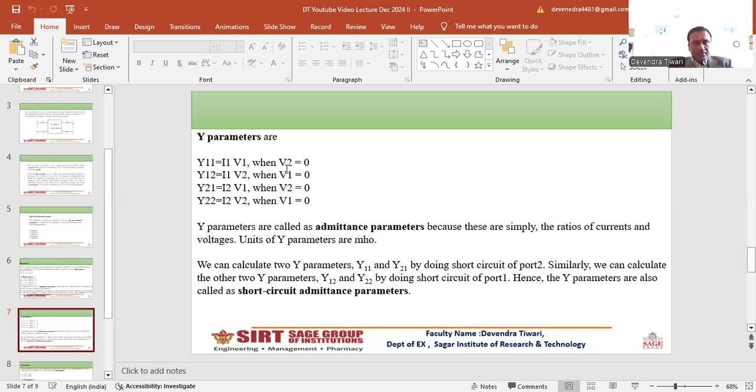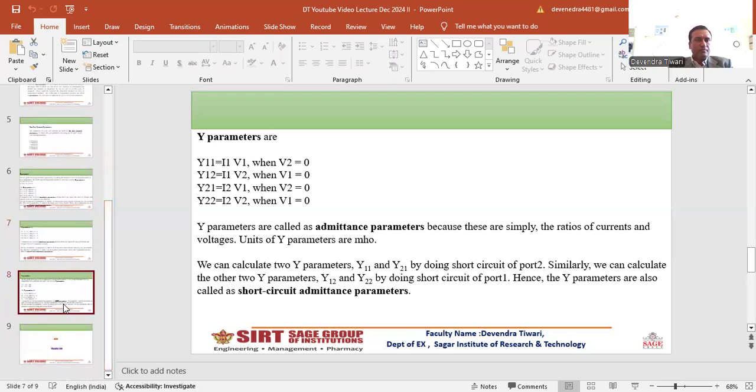If we look minutely at this equation, Y is the ratio of I over V. So one comes first and the other comes second. One will be in the numerator and the other in the denominator. Like we can see here, Y12 means Y equals I upon V, so this will be I1 over V2. Similarly here, I2 over V1.